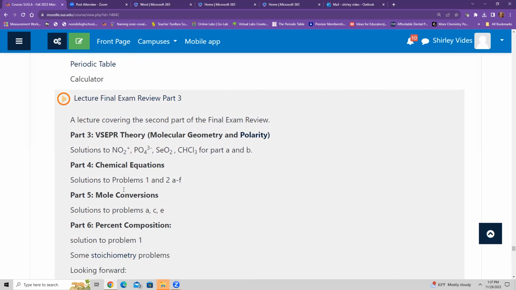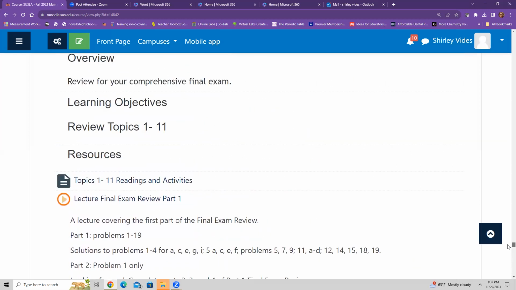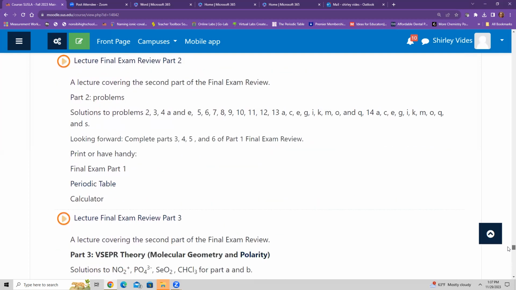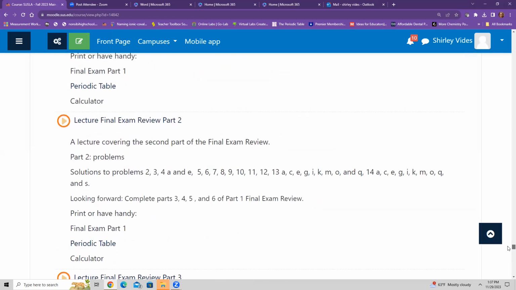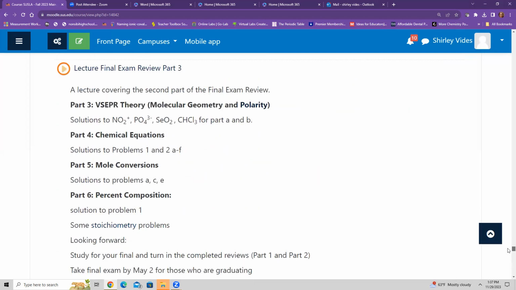And here they are. They are all on there, so if you want to listen to it again after I do mine, you can just come back and look at whatever you didn't understand in these lectures, because they really are going over everything that is listed right there. See, you've got chemical equations, mole conversions, percent composition. So all of it is right there.